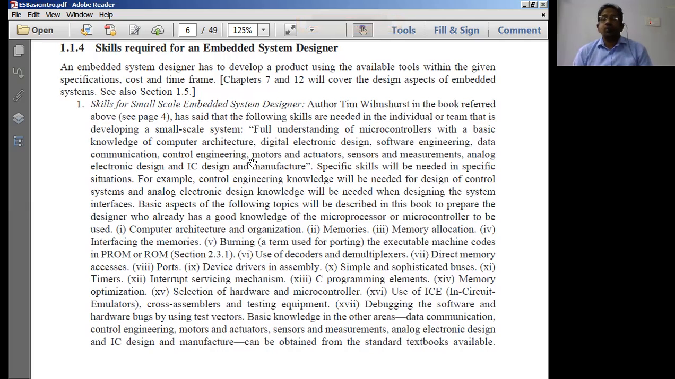Then you should know control engineering, because in embedded systems, we always have to control the various peripherals connected in the embedded system. So you should know some part of control system engineering also. You should know a little bit about motors, actuators, sensors, and measurements also.